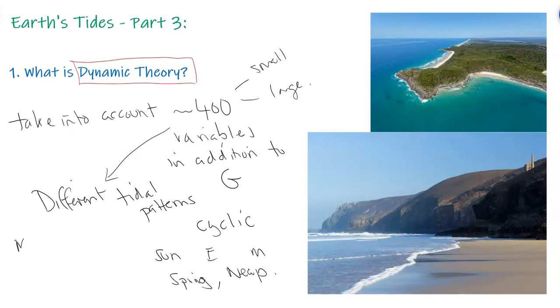So you might have a mixed pattern where the high tide is at different levels or ranges. You have a semi-diurnal, where, again, diurnal means day, so 2 high and 2 low per day. Just a regular diurnal is 1 low and 1 high per day. Again, these are discussed in part 2. But these variables, this dynamic theory, account for why there are different tidal patterns around the planet.